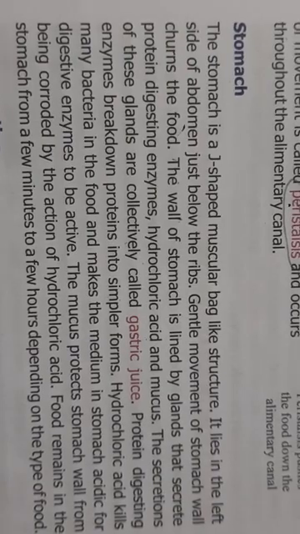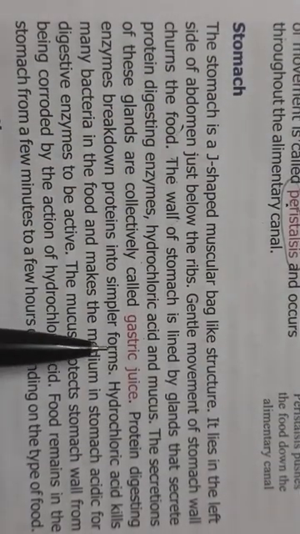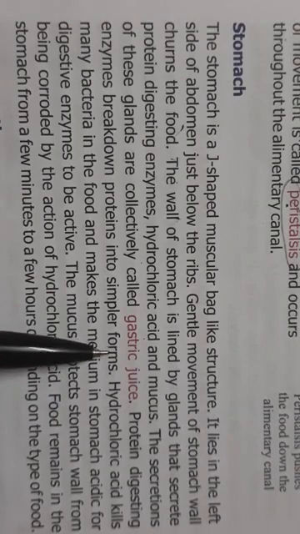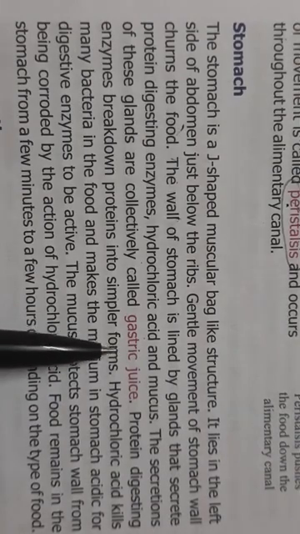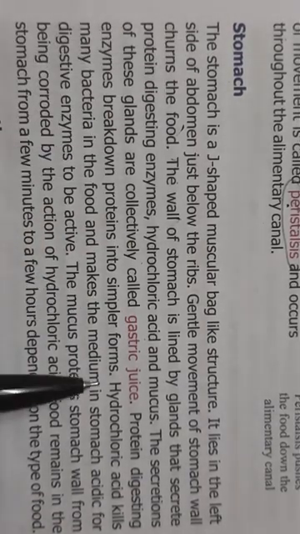First of all, what did we study? The first part was we studied the salivary glands. What do the salivary glands secrete? The salivary glands secrete saliva. Now today we have learned that gastric juice is secreted. Where is gastric juice secreted? In the stomach. The stomach secretes gastric juice.